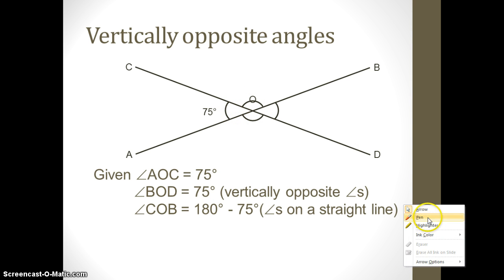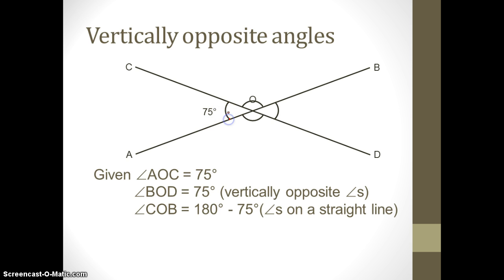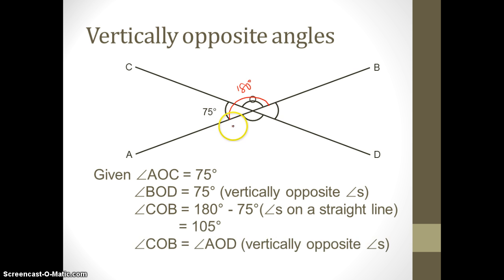We know that line AB is 180 degrees, angles on a straight line. So given that angle AOC is 75, therefore angle COB would be 180 minus 75, which is 105 degrees. COB is vertically opposite AOD. Therefore, angle AOD is 105 degrees too.